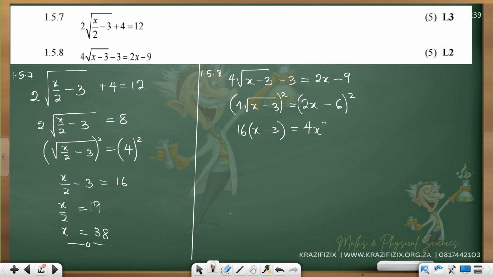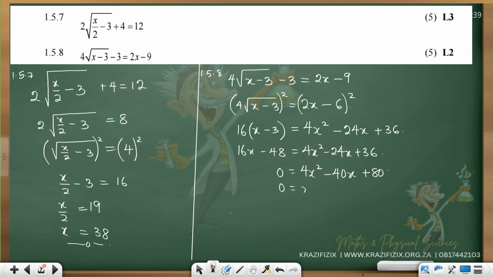Now, what do we have here? 4x squared. 2 times 6 is 12 times 2, 24. And then we have 36. So 16x minus 48, 4x squared minus 24x plus 36. Okay. 4x squared minus 24 minus 16. That will be minus 40x. And then 36 plus 48. That would be what? 80. Yep. Plus 80. Oh, beautiful.